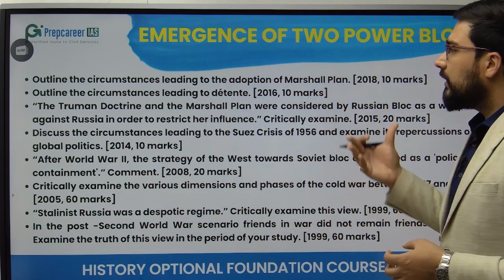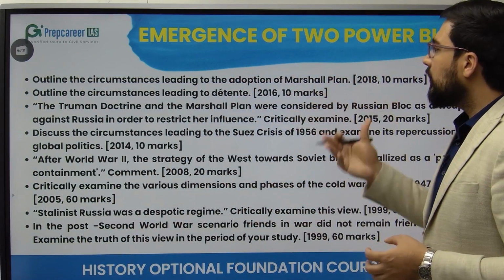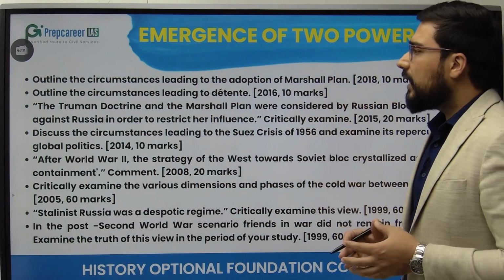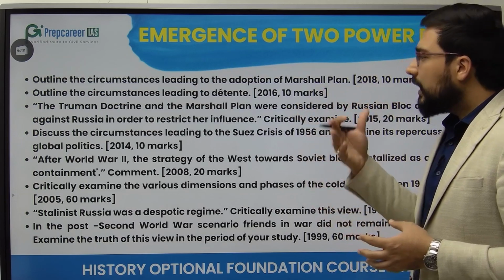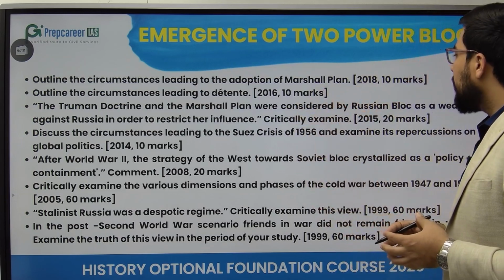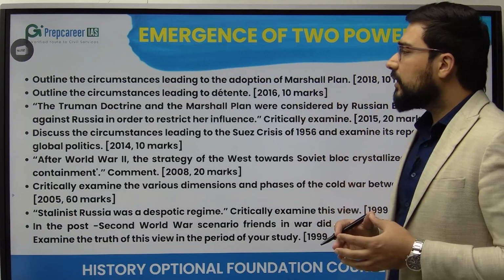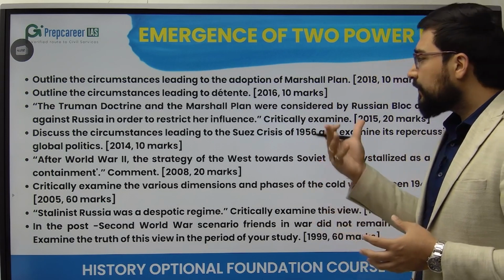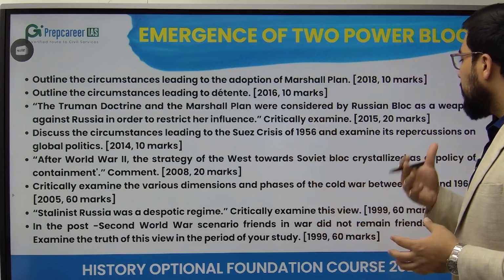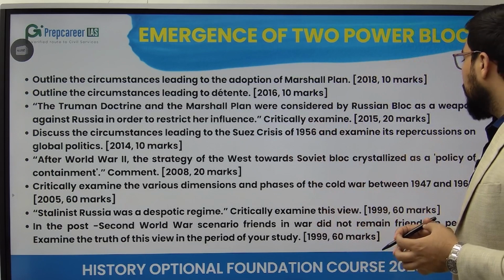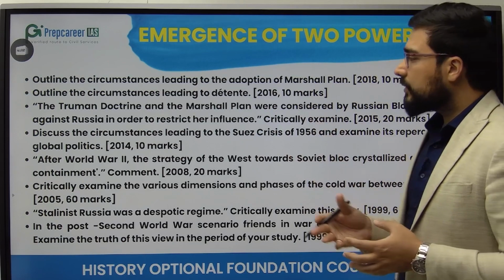In 2018 they asked: outline the circumstances leading to the adoption of the Marshall Plan. In 2016 they asked: outline the circumstances leading to détente. Truman Doctrine and Marshall Plan were considered by the Russian bloc as a weapon against Russia in order to restrict her influence. Circumstances leading to the Suez Canal crisis, which was also a part of this Cold War rivalry; examine its repercussions.